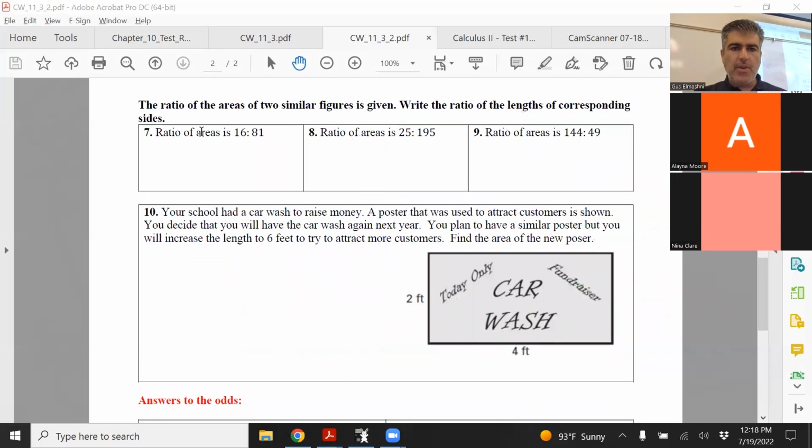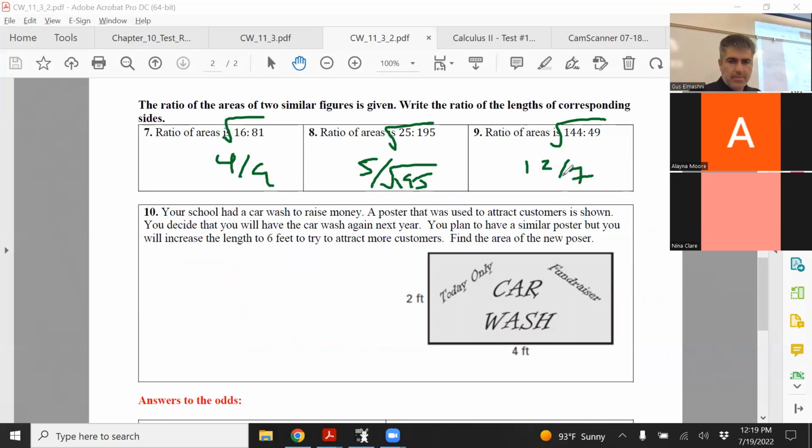Yeah, these here, the ratio of areas. So you just square root in each case. 4 to 9. I don't know what that is. That's 5 over root 195. That's weird. That's 12 over 7. You square root to get the ratio of lengths.